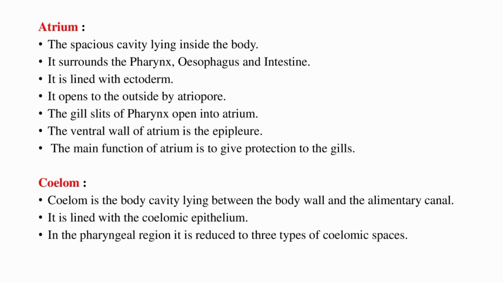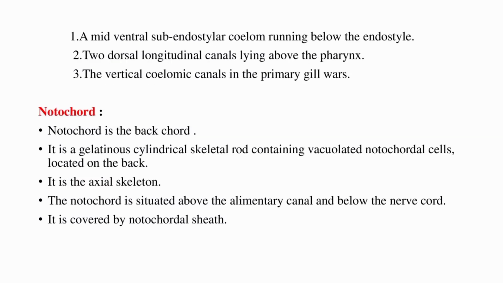Next we can see about coelom. Coelom is the body cavity lying between the body wall and the alimentary canal. It is lined with the coelomic epithelium. In the pharyngeal region, it is reduced to three types of coelomic spaces. The three types of coelomic spaces are: first, a midventral subendostylar coelom running below the endostyle. Second, two dorsal longitudinal canals lying above the pharynx. Third, the vertical coelomic canals in the primary gill bars.